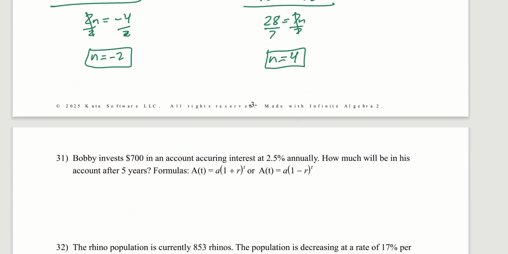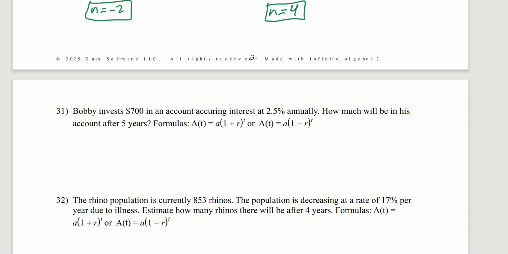All right, next one's here, dealing with exponential growth and decay. So Bobby invests $700 in an account, accruing interest at 2.5% annually, and those formulas are actually listed below for me. How much will be in his account after 5 years? So what we said with these equations is we said that we're going to start off with capital A of t, which is the total amount after a certain amount of time. I'm actually going to use this one with the plus sign because it is increasing in value.